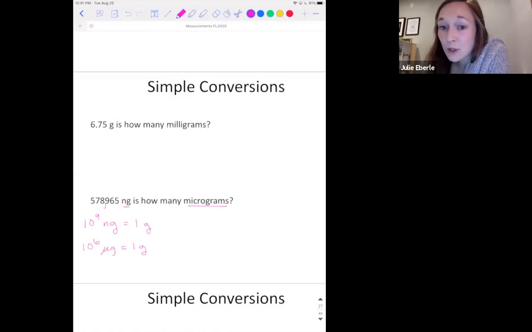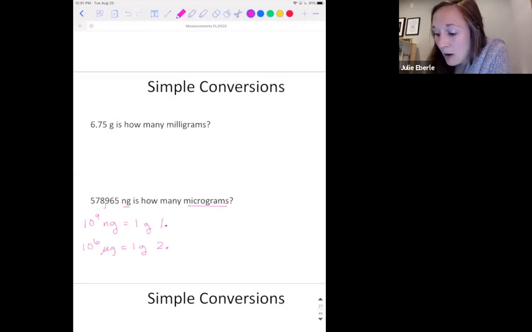Now, you can do this problem one of two ways. You can use both of these steps. You can use step 1, convert to grams. Then you can use step 2, convert from grams to micrograms. Or you can do it in one step. We just need to write one more relationship.